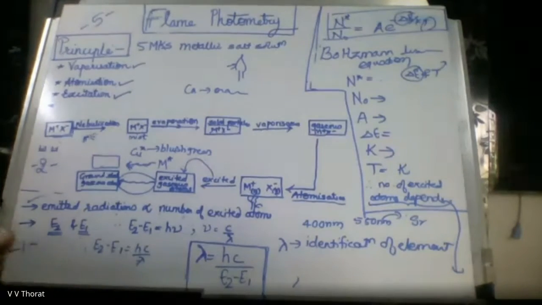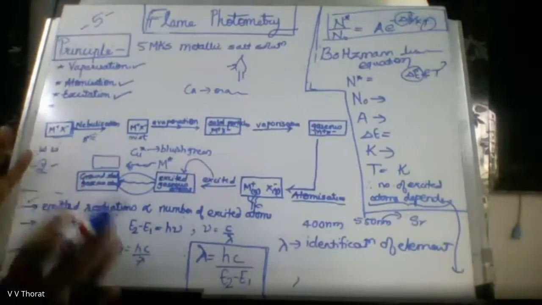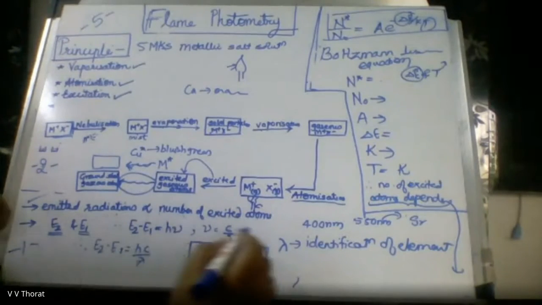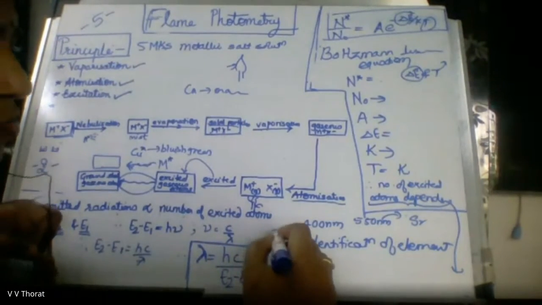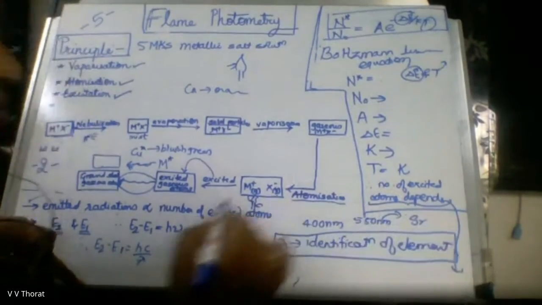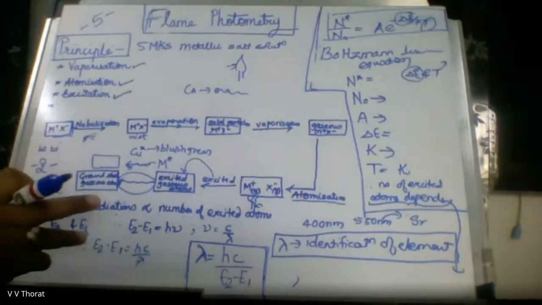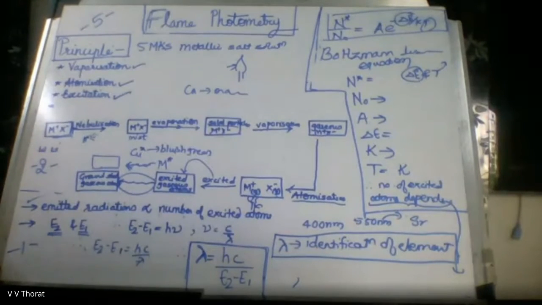Yes, ma'am. Okay, now listen. All students listen. Objective question: from this, what they will ask is, gas serves for identification of elements in flame photometer. You will write wavelength of emitted radiation. Next, they will ask N star upon N is equal to dash.